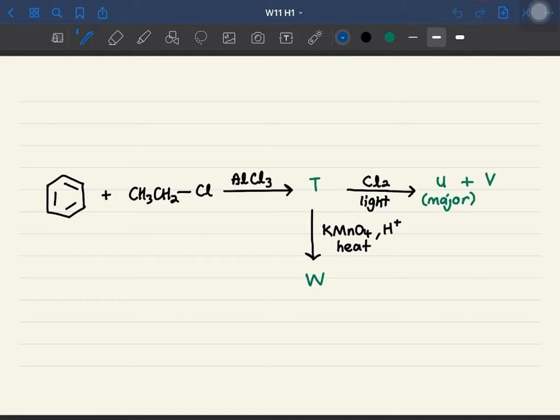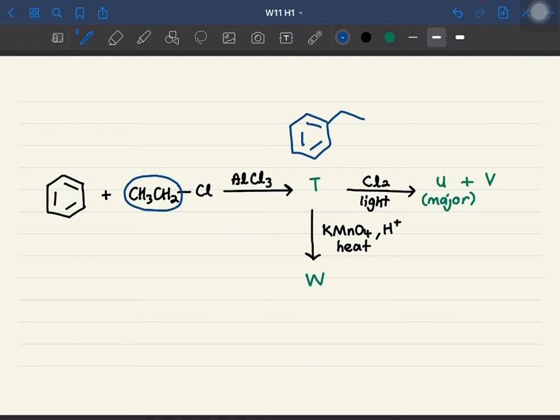So since we are going to add this alkyl group to this benzene, we're going to get our compound T of ethyl benzene. For this ethyl to be added, there's no room for rearrangement because we only have a primary carbocation to be formed. That's why we're going to have only this structure.